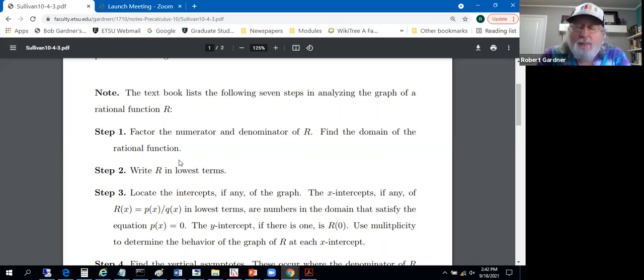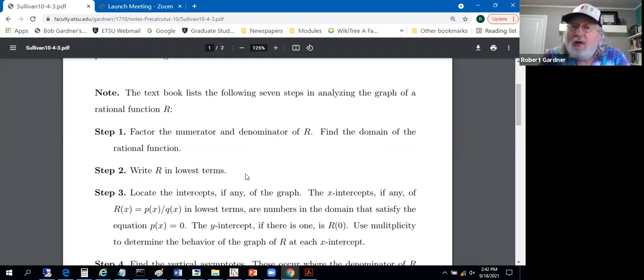At this stage, bad things are square roots of negatives and division by 0. Rational functions don't have any square roots in them, so we're interested in division by 0. And once we've factored the denominator in particular, we can see where that's 0, and where that's 0 is where we have problems. So the domain will be all real numbers except for the points where the denominator is 0.